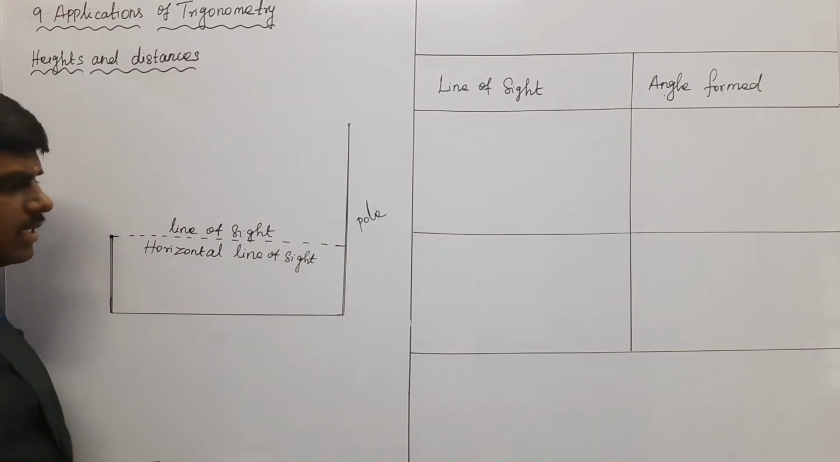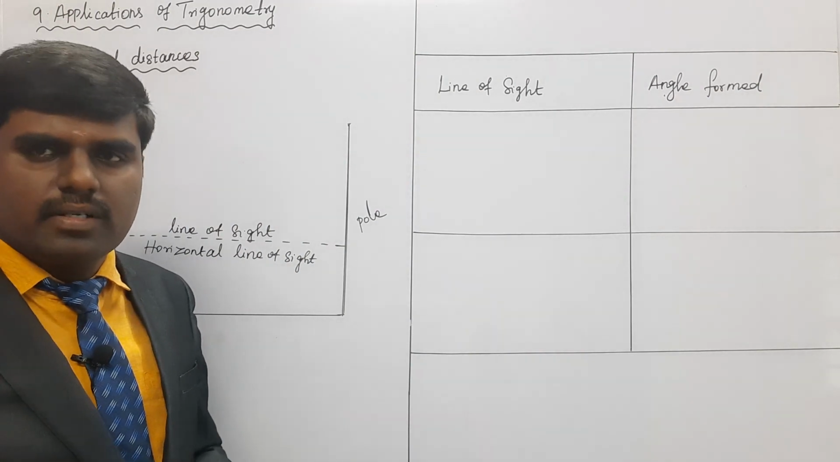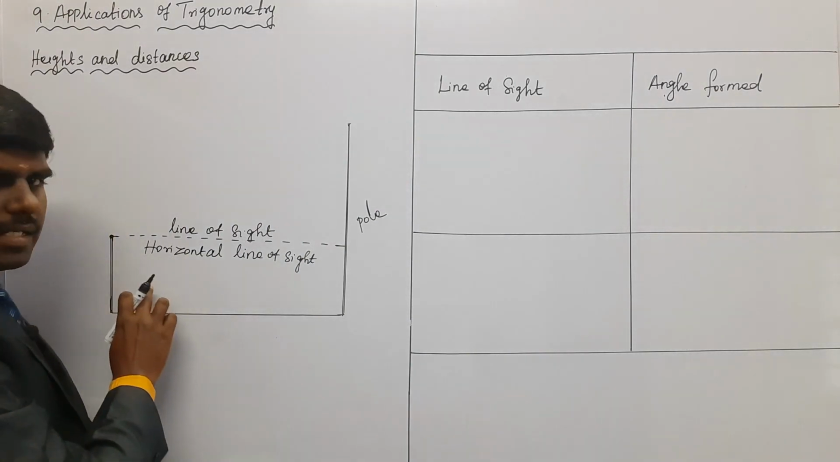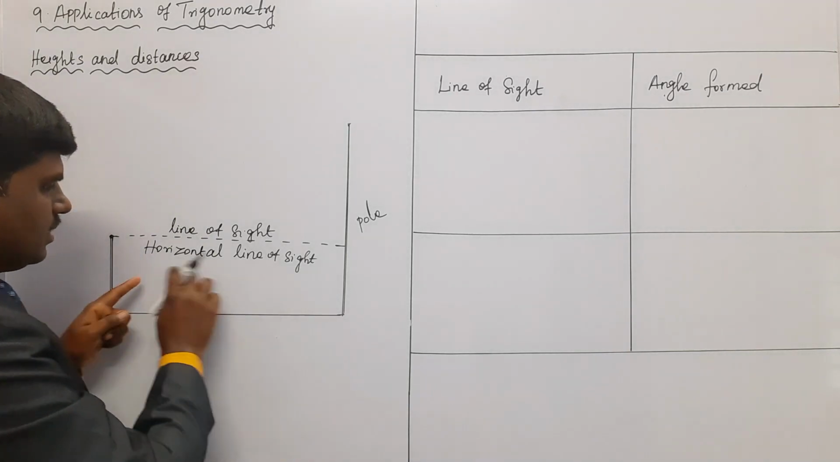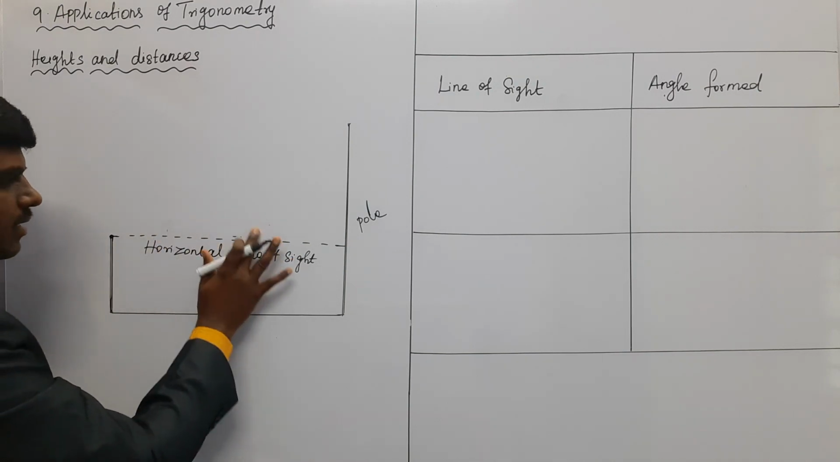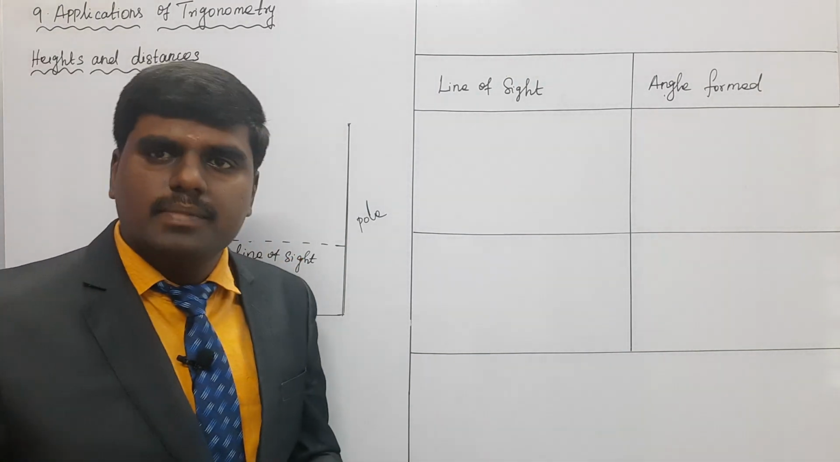This is called the horizontal line of sight or horizontal level, or simply, in some books, the horizontal line. So the line of sight parallel to the ground surface is called the horizontal line. Is that clear?